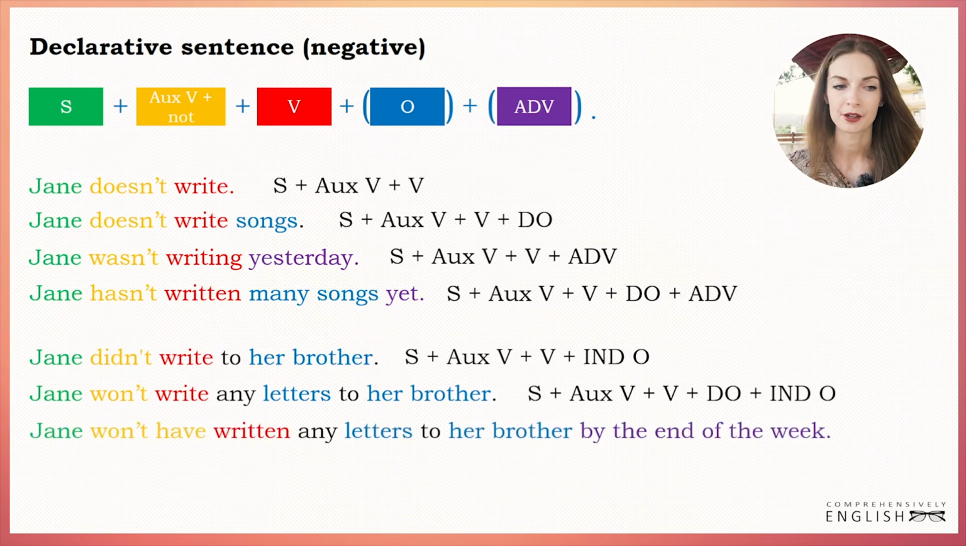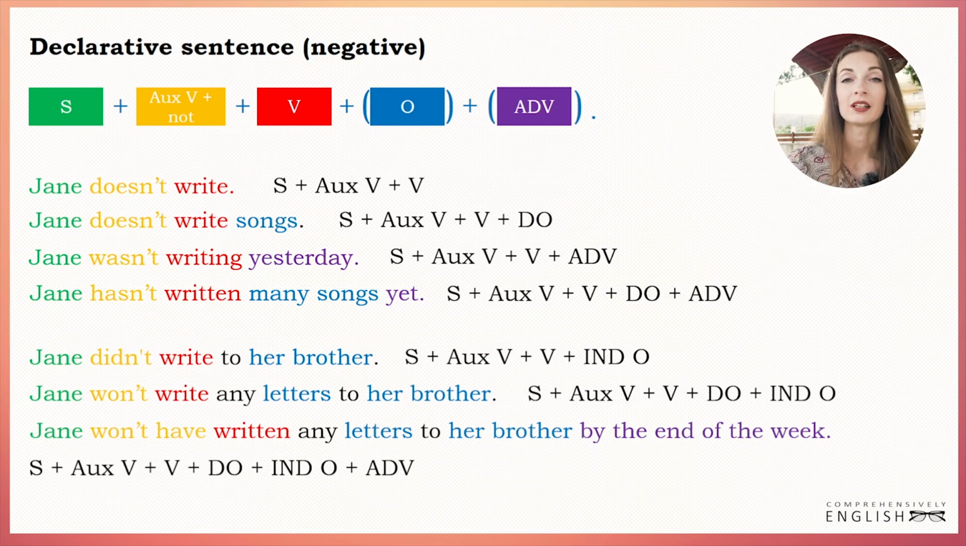Jane won't have written any letters to her brother by the end of the week. Two auxiliary verbs are here, will and have. We add not to the first of them: won't have. Letters is a direct object. Her brother is an indirect object, and also we have an adverbial modifier, by the end of the week. When? By the end of the week.